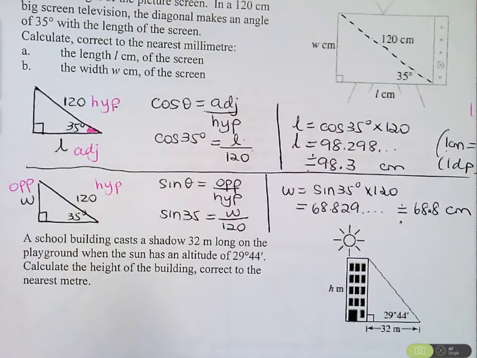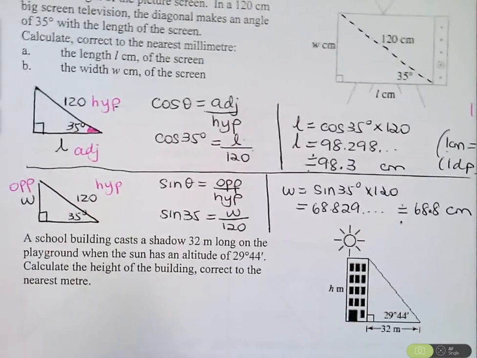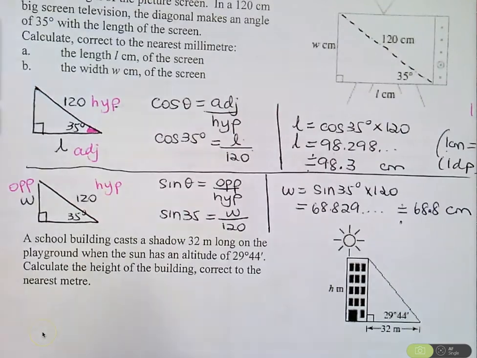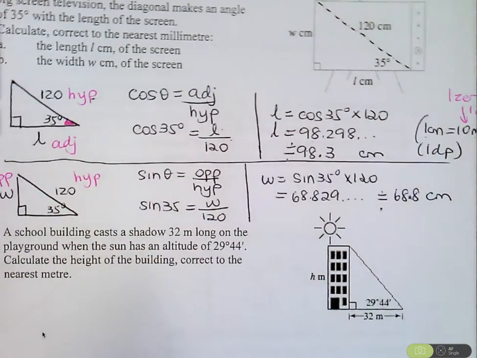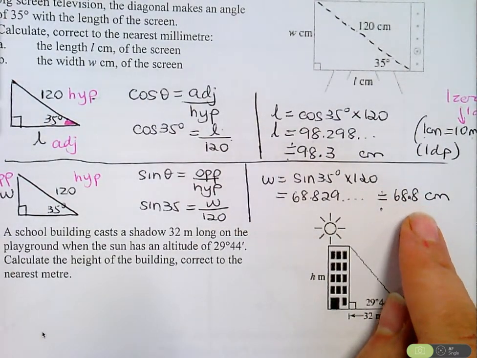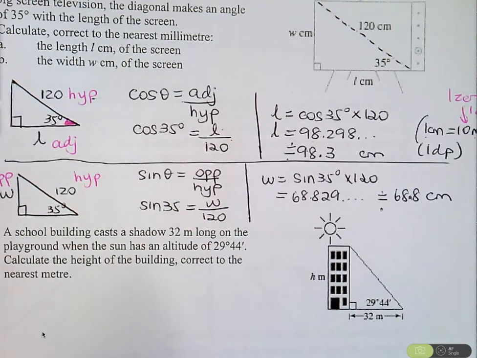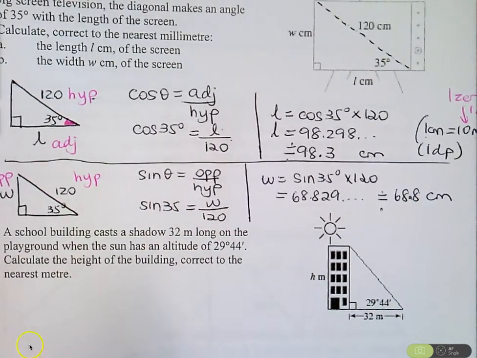Okay. Sorry? No, you don't write it in millimeters. You give the answer in centimeters, but that is the same as 688 millimeters, but they still want the answer in centimeters, correct to the nearest millimeter. See, girls, when you go centimeters, the next smallest thing, if you're thinking of a ruler, girls, is millimeters.